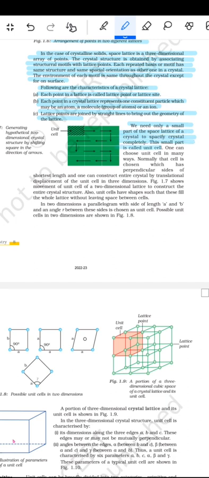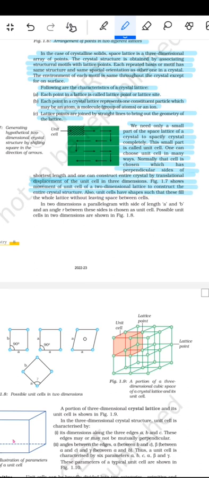This small part is called a unit cell. One can choose the unit cell in many ways. Normally that cell is chosen which has perpendicular sides of the shortest length, and one can construct the entire crystal by the translational displacement of the unit cell in the three dimensions. Figure 1.1 shows the movement of the unit cell of a two-dimensional lattice to construct the entire crystal structure.